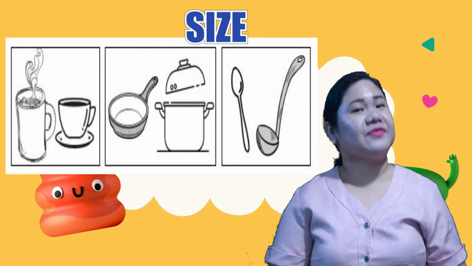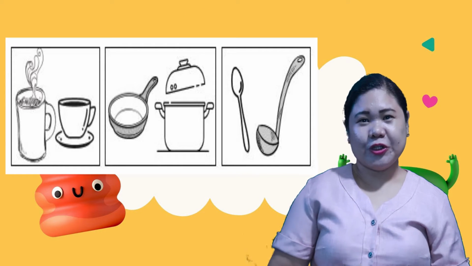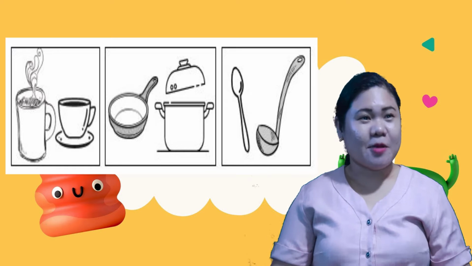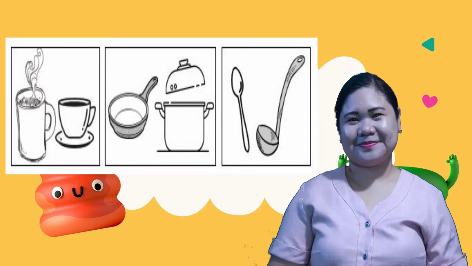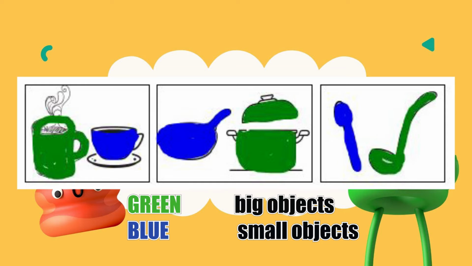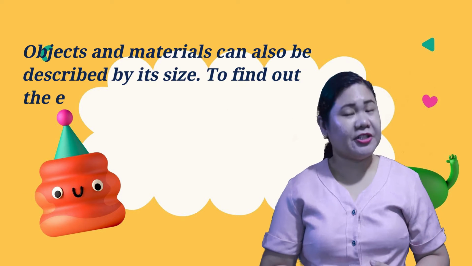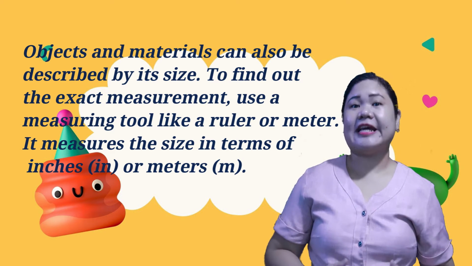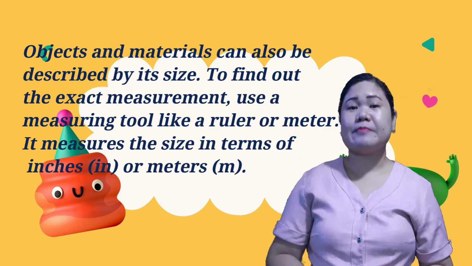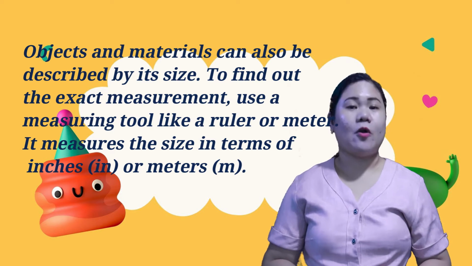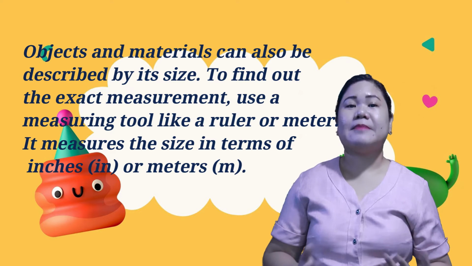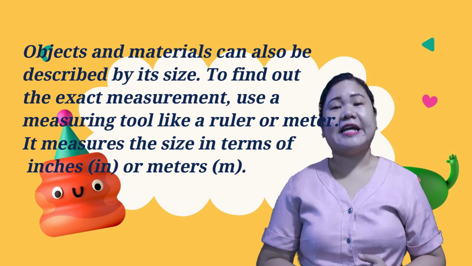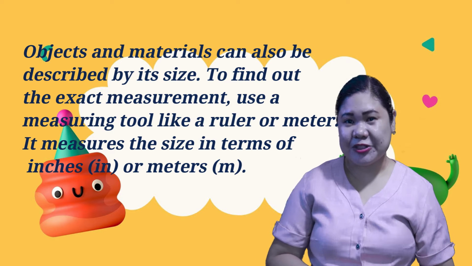Objects also have different sizes. Color the big object green and the small objects blue. Objects and materials can also be described by their size. To find out the exact measurement, use a measuring tool like a ruler or a meter. It measures the size in terms of inches and meters.